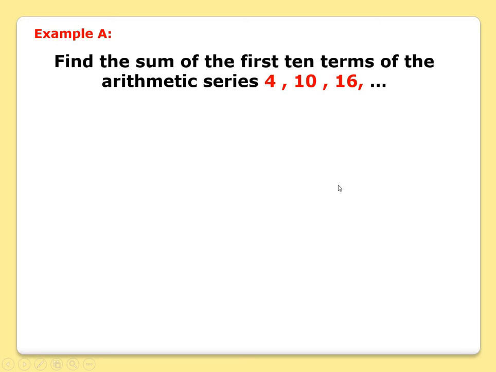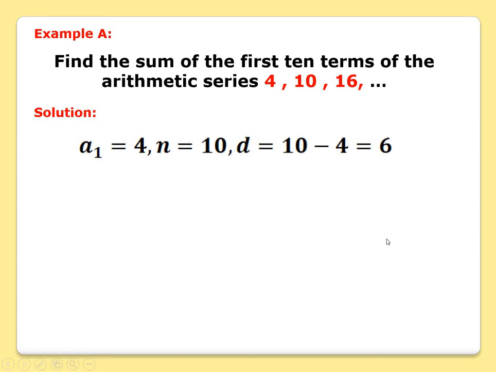Find the sum of the first 10 terms of the arithmetic series 4, 10, 16. So let's have the solution. As we can see, a sub 1 is 4, n is 10, and d is 10 minus 4, which equals 6, the common difference. Or we can also have 16 minus 10, which is also 6. So in here, you are given only the first term, so we need to use the second formula for the arithmetic series.